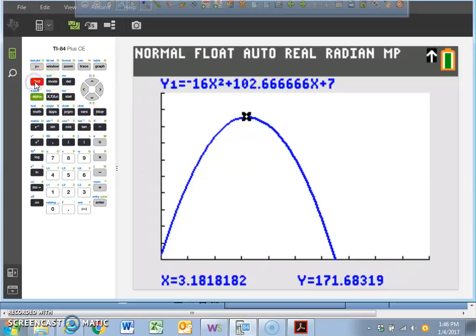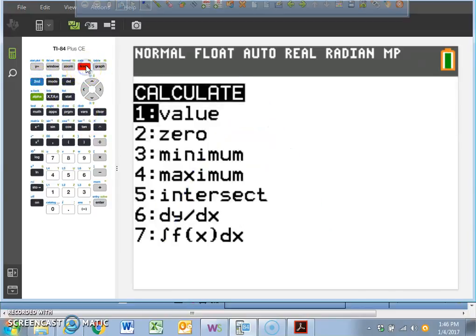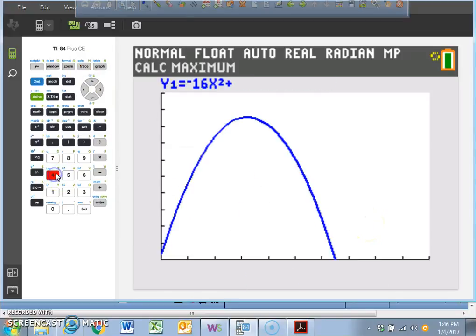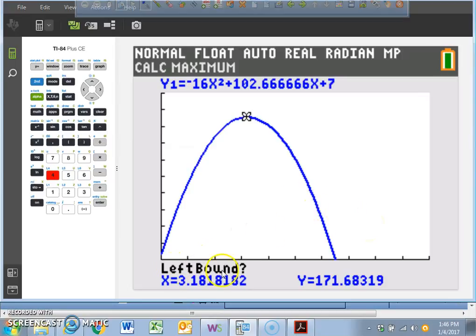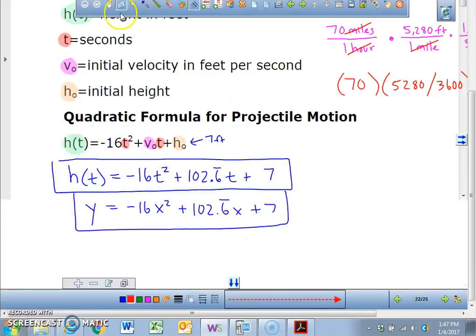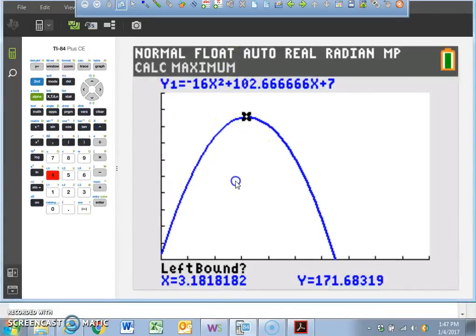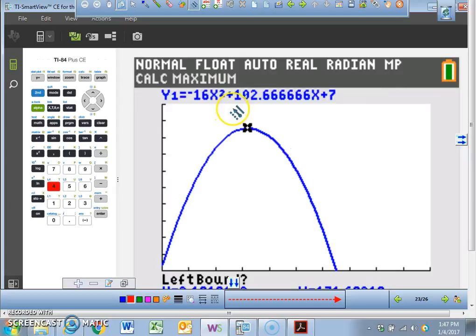It's second, trace, and which number do you think I'm going to choose to find the maximum height? Right, 4. Now, this is where it gets a little tricky. You see the word left bound? We have to establish what's known as a left boundary, everybody. We have to establish a left boundary and a right boundary. That's what we have to establish on the graphing calculator. So let me show you how to do that.